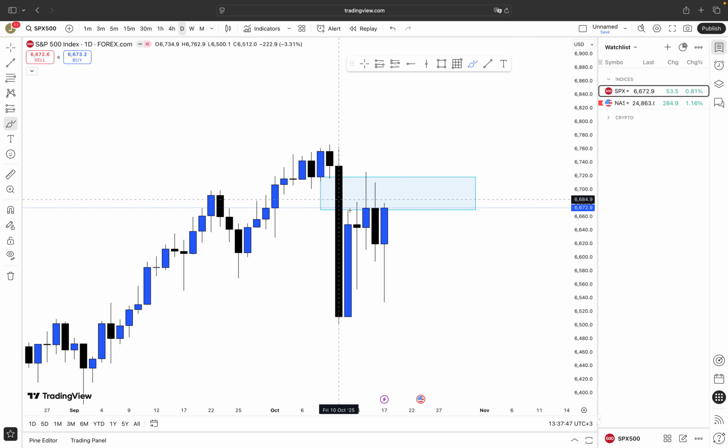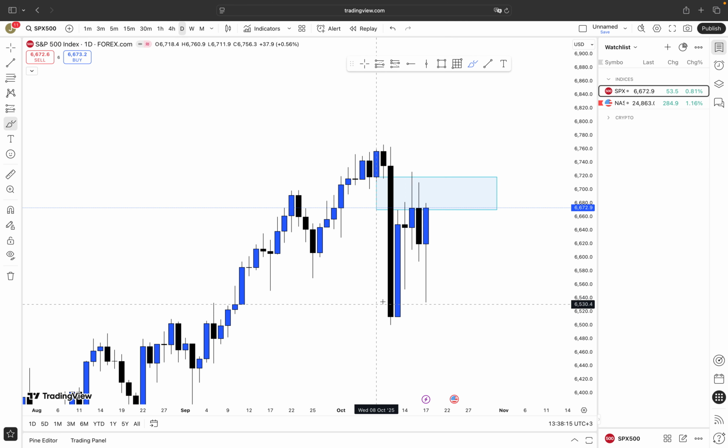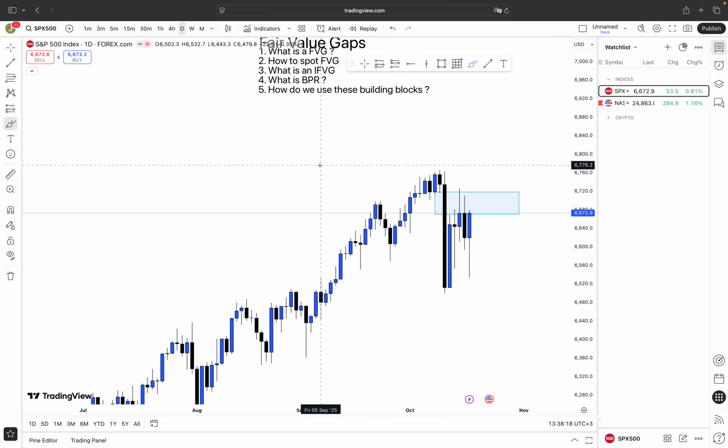Fair value gaps can be seen on every single time frame. It doesn't matter. Price is fractal. This basically means price moves in the same patterns on all time frames. You can spot fair value gaps on the 1 minute time frame, on the 5 minute, 15 minute, weekly, monthly, yearly, not only on S&P and NASDAQ, but on every single stock, on every crypto coin, everything. You can spot fair value gaps everywhere. Why is that? Because fair value gaps are displacements of huge sells and huge buys, and this happens on every single market.